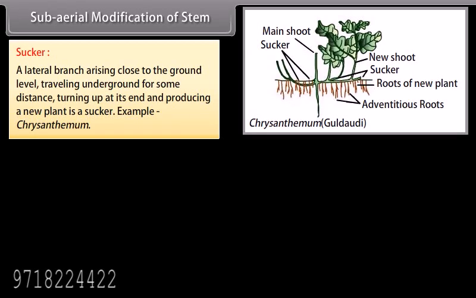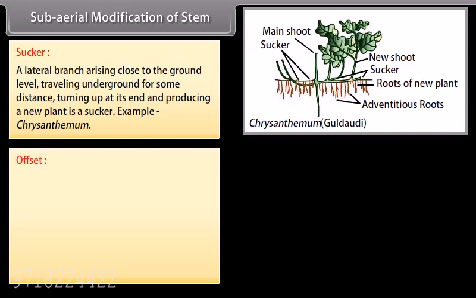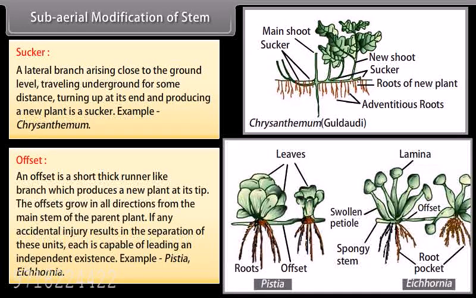Sucker. A lateral branch arising close to the ground level, traveling underground for some distance, turning up at its end, and producing a new plant is a sucker. Example: chrysanthemum. Offset. An offset is a short, thick, runner-like branch which produces a new plant at its tip.